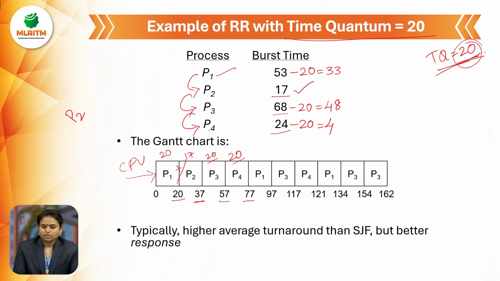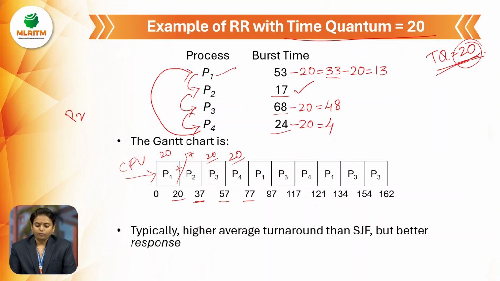All the processes are done. Again, it needs to go to process P1. That is nothing but round robin. So it is going again to P1 process. What is remaining? 33. What is the time quantum? 20. So minus 20. What is remaining? 13.